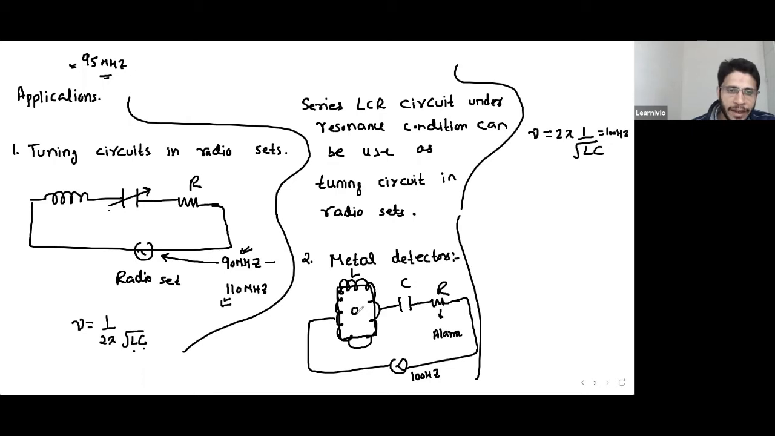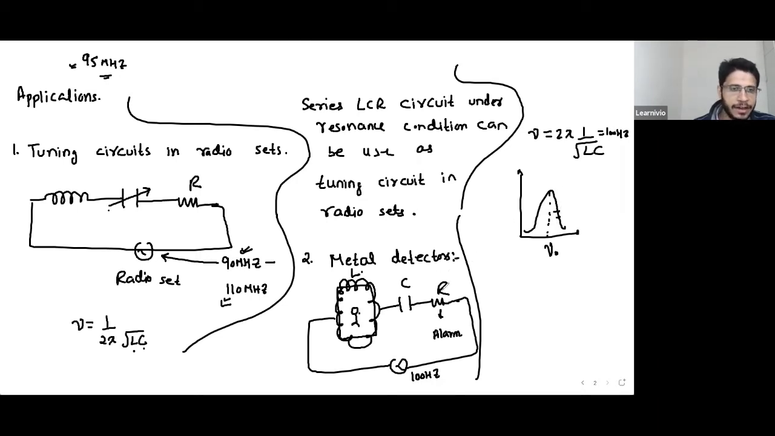But once you enter this chamber with some metal, the metal will change the self-inductance. Due to the change in self-inductance, this resonance frequency will change. When the resonance frequency changes, your current drops from maximum to a lesser value, because at resonance your current is maximum. If resonance is disturbed, then your current falls from the maximum value to a lesser value.